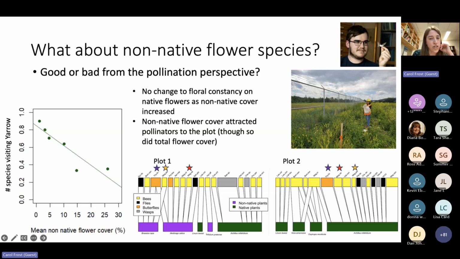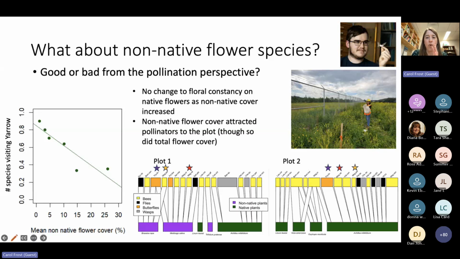So if non-native plants reduce floral constancy, that would be a bad thing for pollination of native plants. However, Sam found no change to floral constancy on native flowers as non-native cover increased. He also found that higher levels of non-native cover in a plot attracted pollinators to the plot. However, so did total flower cover. So this could be a total flower cover effect more than the fact that these were non-native. But that is nevertheless beneficial because the more insects arriving near to a native flower, the more chance the native flower will be visited.